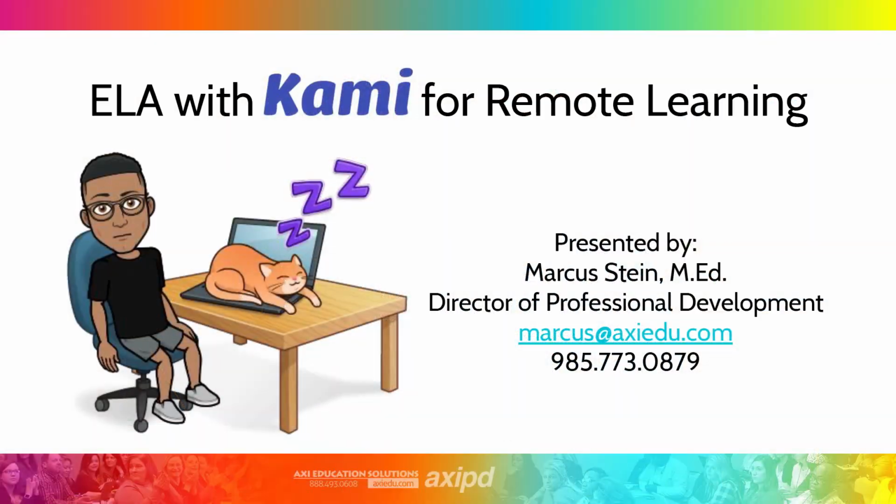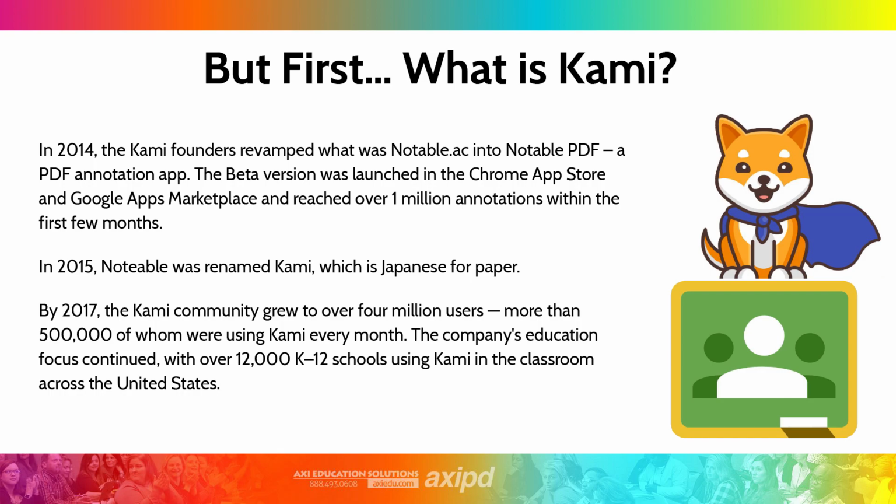Let's get into it. So, to share with you how ELA and Cami are best friends and work so well together for remote learning, I'm going to first start by explaining what Cami is. You may or may not know this, but it was originally Notable. It was a Notable PDF annotation app. And eventually, as the classroom just grew and grew to this digital environment, it became a necessity for schools to use, especially as we're going paperless. And in our current state, we're forced to be paperless. So now it's called Cami, and just a heads up, that is Japanese for paper. So it's being used by millions of teachers now.